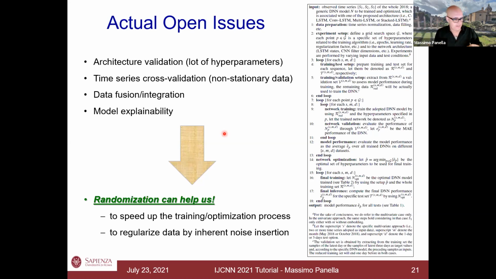So at the first glance, randomization can help us to speed up the training optimization process. And so we can try to cross-validate more hyperparameters, for example, in order to estimate the right number of LSTM layers, the right number of hidden cells for each layer. And also to regularize data, because randomization equivalently inserts an inherent noise in data, so this can bring a kind of regularization. Okay.